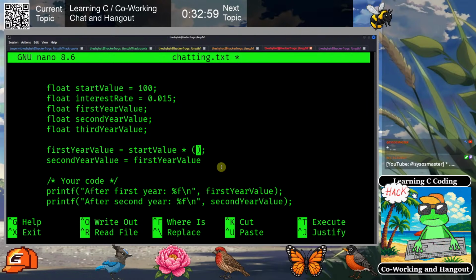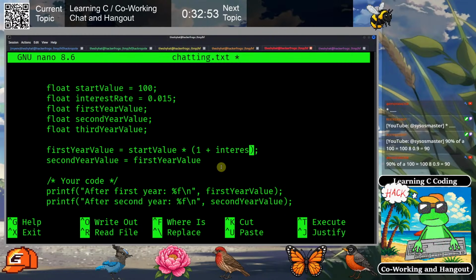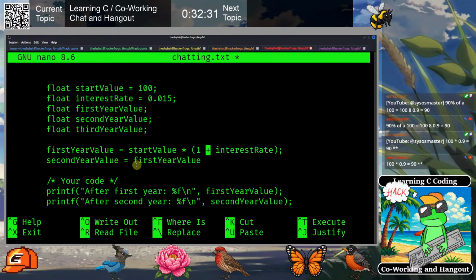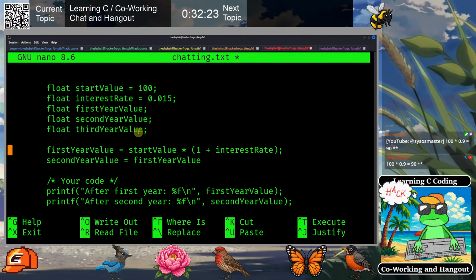So I can multiply by 1 plus interest rate, to multiply by 1.015. 90% of 100 equals... what was it? 100 times 0.9 equals 90. I wonder if this works. I'm not sure if this is the way they want us to do it, but we could just add 1 and then multiply by this, and it should give us the same value.